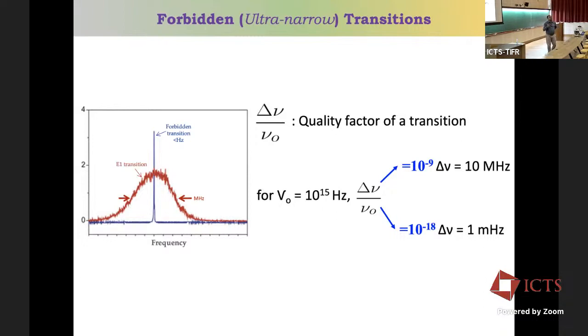So by choosing a very narrow transition, one can enhance the accuracy. This is the fractional accuracy. One can enhance this fractional accuracy many, many fold. So the bottom line is you have to choose a forbidden transition to build an atomic clock. You cannot use an electric dipole transition, which is just allowed and much, much wider.